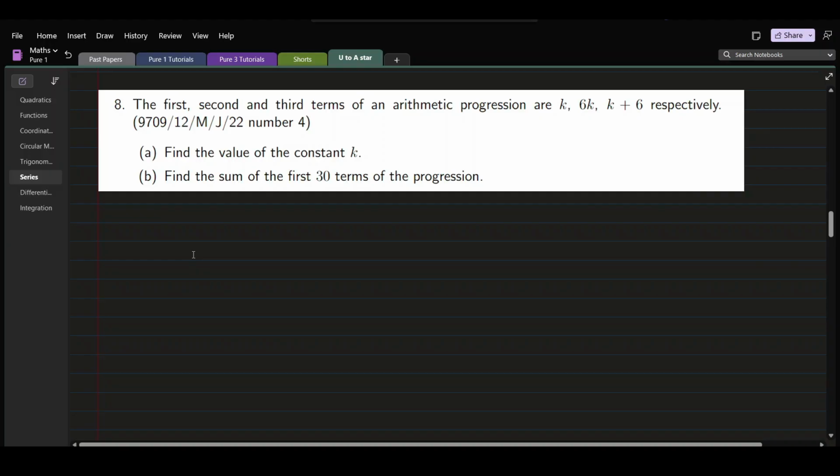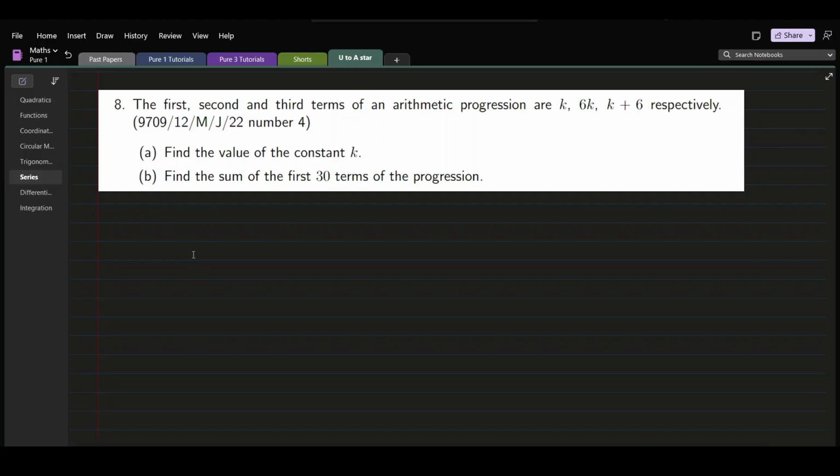The first, second, and third terms of an arithmetic progression are k, 6k, k plus 6 respectively. Part A, find the value of the constant k. Okay, so we have a is equal to k, that's our first term, and then u2, our second term, is equal to 6k, and then u3 is equal to k plus 6.